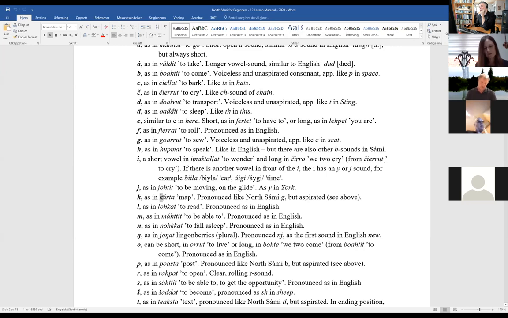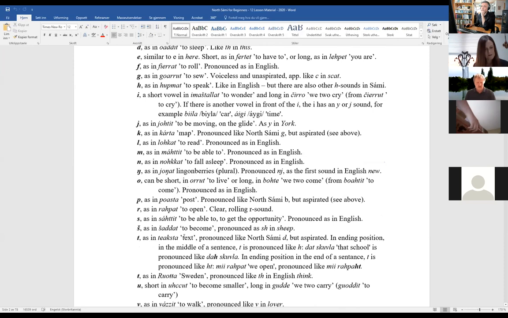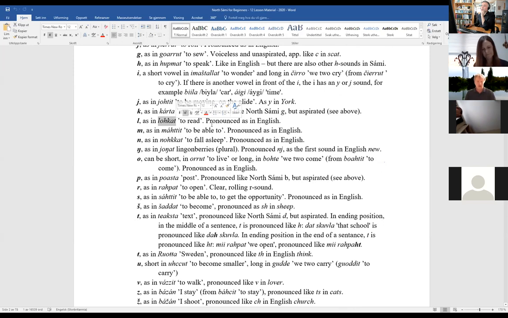Karta, pronounced like G, but aspirated, like kaf. Some loan words have these aspirated versions, for example. And lohkat, L, to read. Nothing strange. Mahtit, nothing strange with M. Nohkat, nothing strange with N.